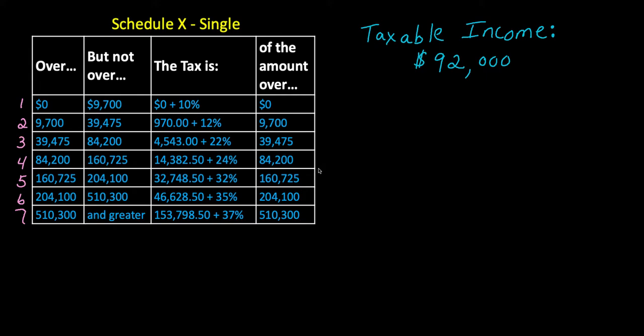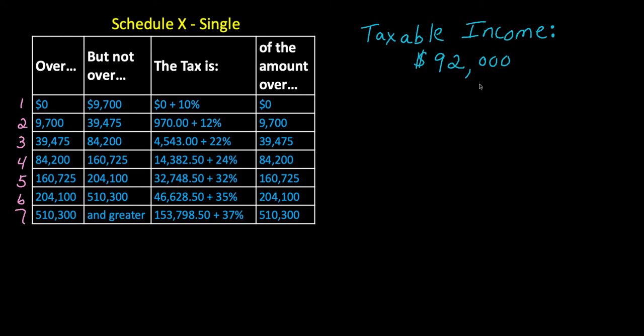Good afternoon, math students. Today we're going to learn how to figure out how much federal tax you owe based on your taxable earnings or taxable income. Sometimes I say taxable income, sometimes taxable earnings, the same thing. Your taxable income here is $92,000. That just means that you're responsible for paying taxes on this amount. You might have made more money than that and probably did.